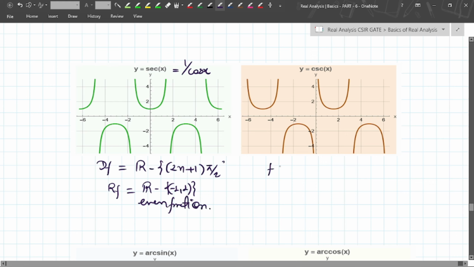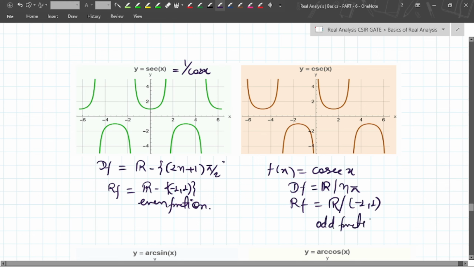This is cosec. If f of x is equal to cosec x, then the domain of this function is R other than n pi. The range of f is R other than -1 and 1, and it is also an odd function. For these both, the period is 2 pi. Okay, these are the cases.